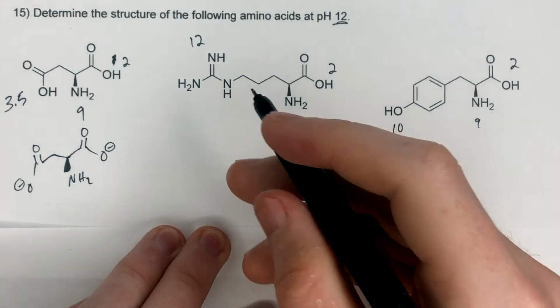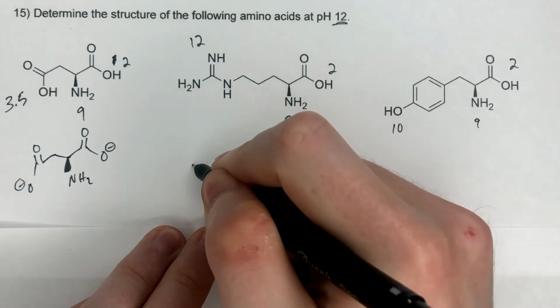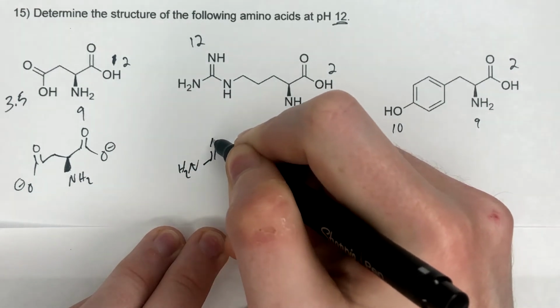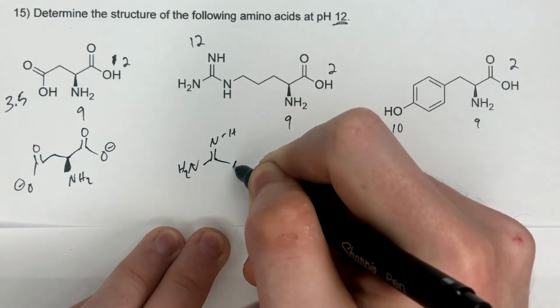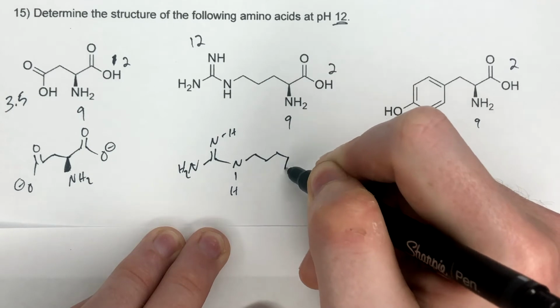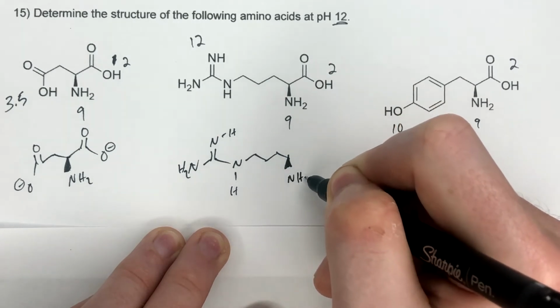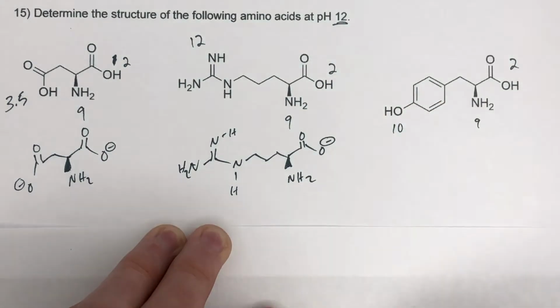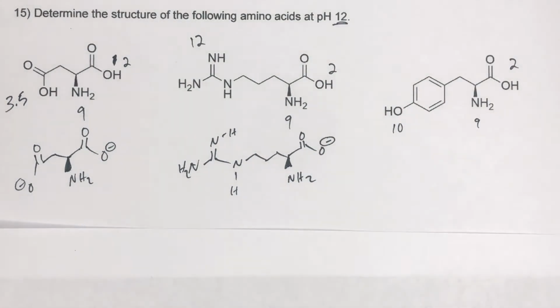Okay, now let's move on to arginine. Arginine is going to be neutral at the side chain, so no protonation. Deprotonation results in neutrality. The nitrogen here is also neutral, the alpha nitrogen, and then the oxygen will be deprotonated. So only 1 negative charge.